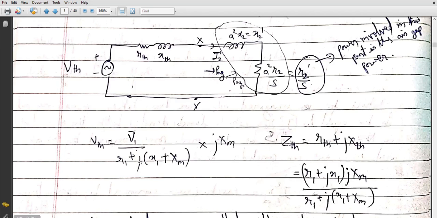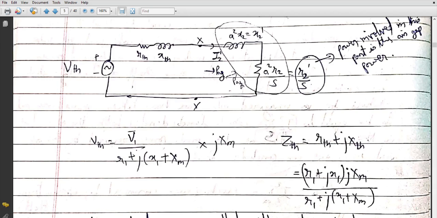So what are we going to get? You're basically going to get VTH equals V1, because JXM and JXM will be cancelled out. VTH is equal to directly V1. And for this ZTH, if the stator impedance is neglected, don't put it as 0 in this expression. You can put X1 plus XM as JXM, and R1 plus JXM you can substitute with JXM, then this JXM and this JXM will cancel out. So directly your ZTH comes out to be R1 plus JX1.